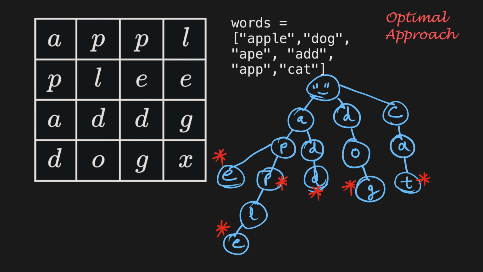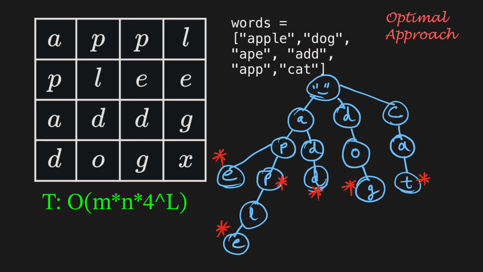Now the time complexity of this approach is O of m into n into 4 to the power of L. Notice that compared to the naive approach, we got rid of the factor of W because instead of searching one word at a time, we are searching all words at once. And this is the upper bound, but in practice, this approach is dramatically faster. The factor of 4 to the power of L is heavily pruned because we only explore the paths that are valid prefixes in the trie.